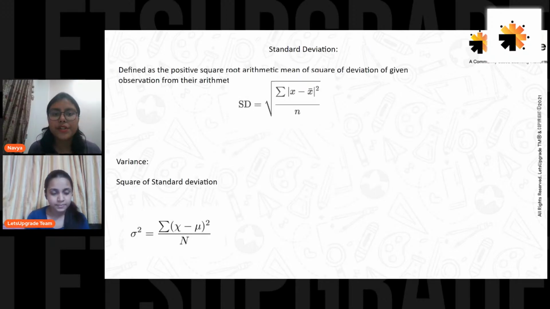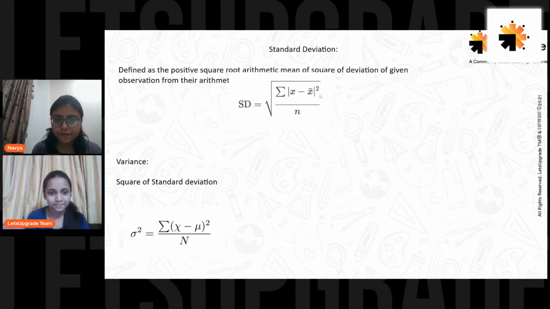Now, coming to your standard deviation and variance. These two are very important, very relatable concepts. Once you understand the concept of standard deviation, you'll be very comfortable with the variance. Standard deviation is basically defined as the positive square root of the arithmetic mean of the squares of deviations of the given observations from their arithmetic mean. Okay, the definition got a bit tough, but with the help of the formula, you can easily understand this.